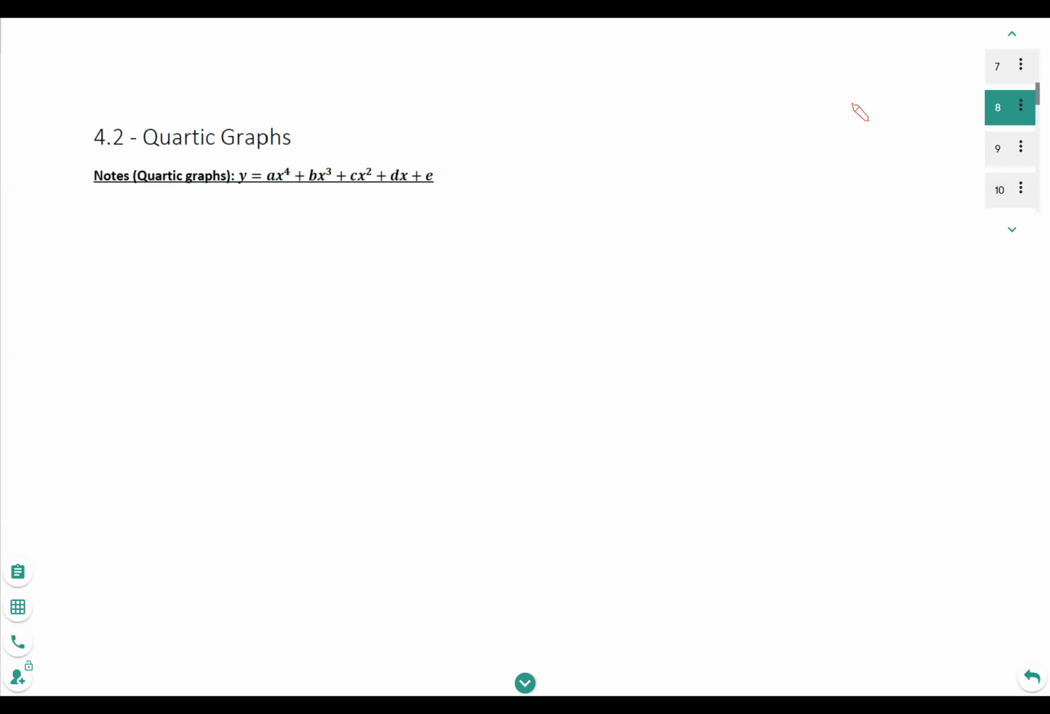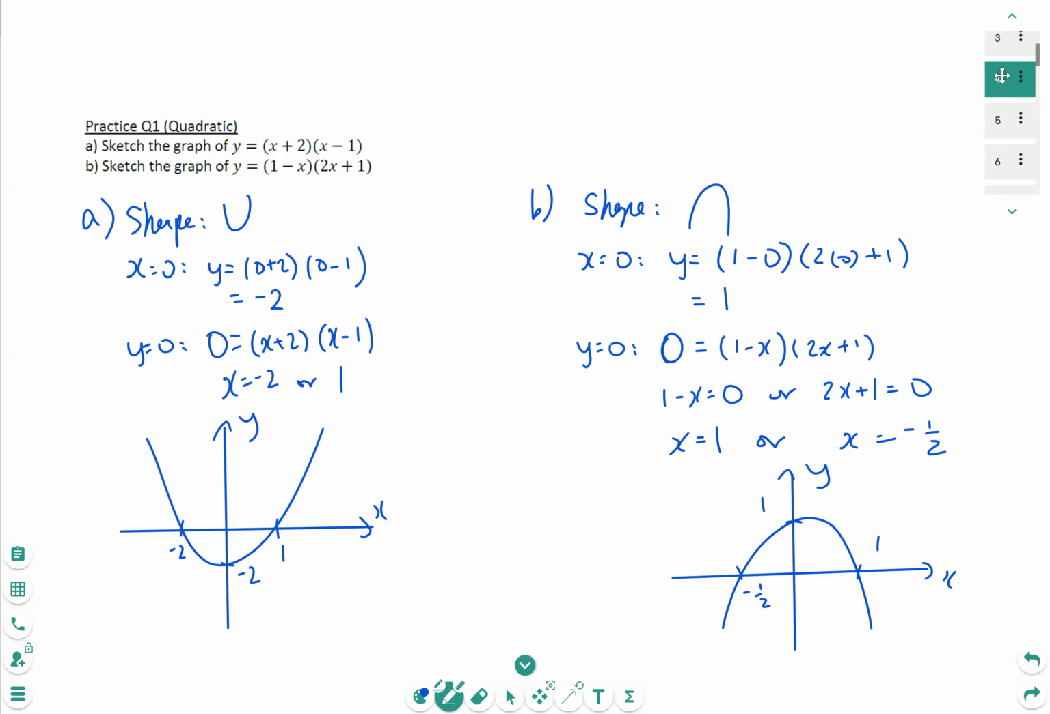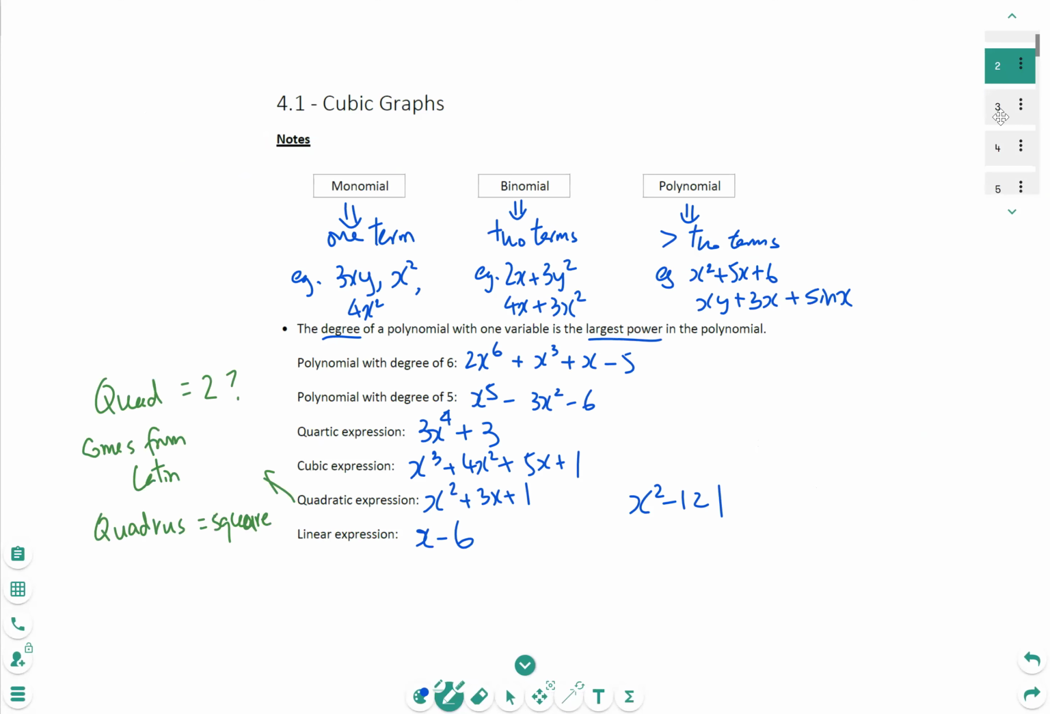Welcome to another lesson on Pure 1, Chapter 4.2. So last time we looked at how to sketch your cubic graphs. Remember the three basic steps for sketching cubic graphs or quadratic graphs. So the steps are, let's have a look.